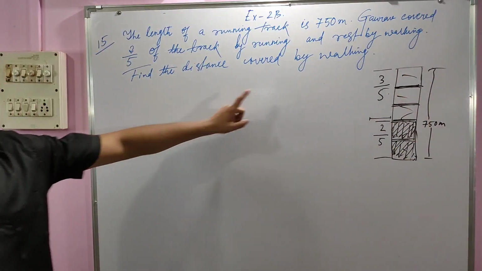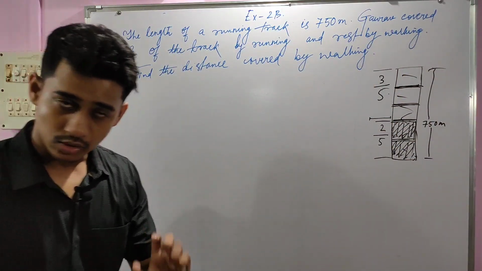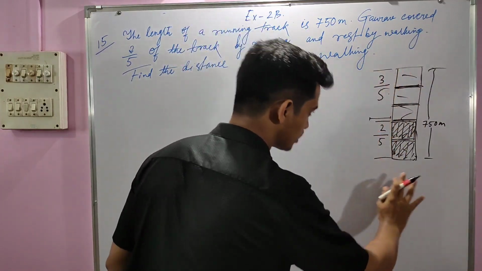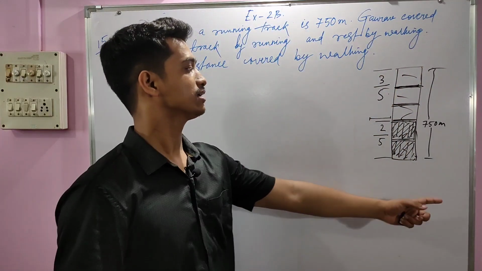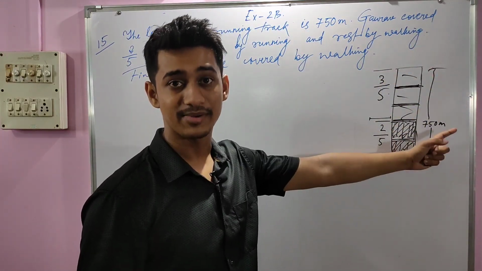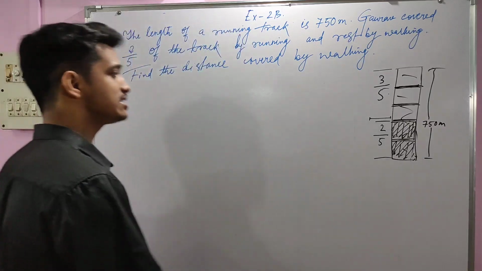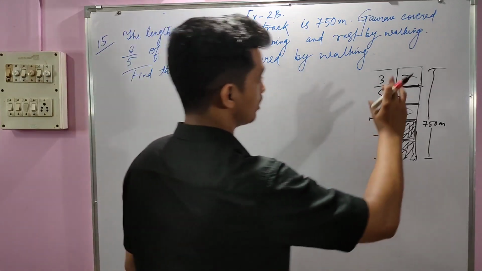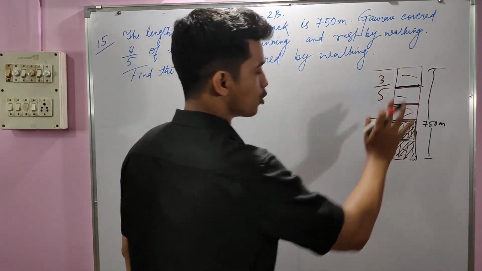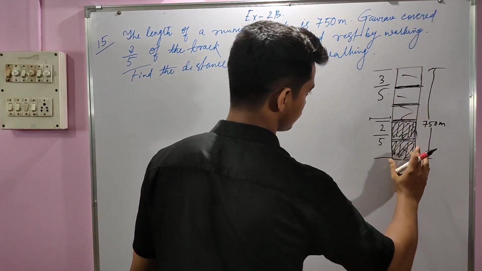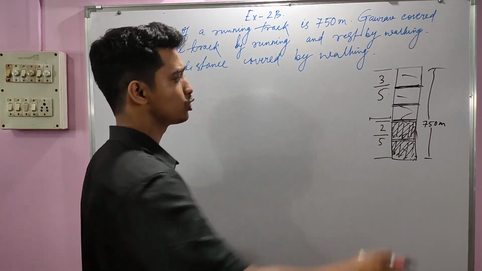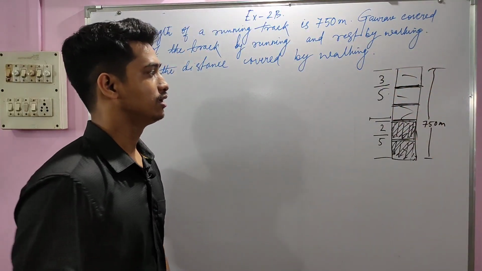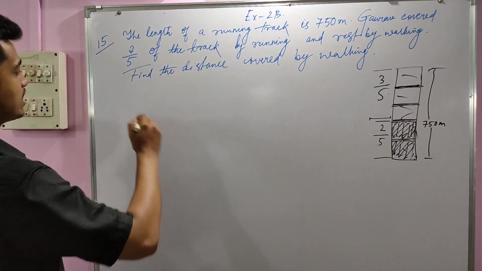So find the distance covered by walking. Now see, 2 by 5 plus 3 by 5 is the total running track, which is how much? 750 meter. So now we have to find out this particular portion, 3 by 5 of the track. The total is 750, and we have to find the 3 by 5 portion of the track. Now how do we write this answer?